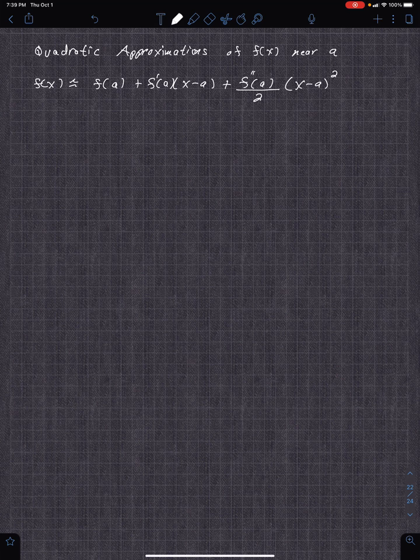So the picture looks similar. Let's see if I can do this reasonably. Here's your x and your y. So you have your function, right? So you have a linear approximation. It's going to look like this around that point. Close enough.